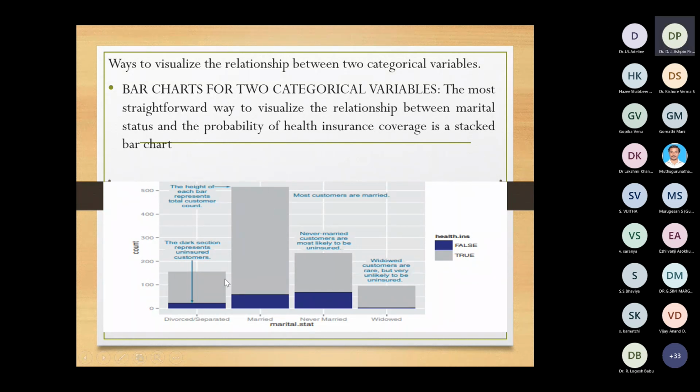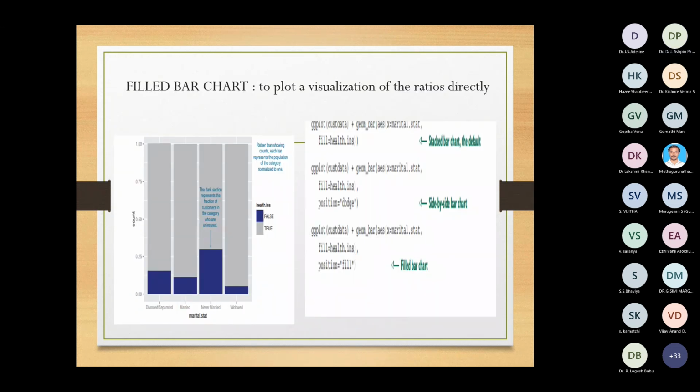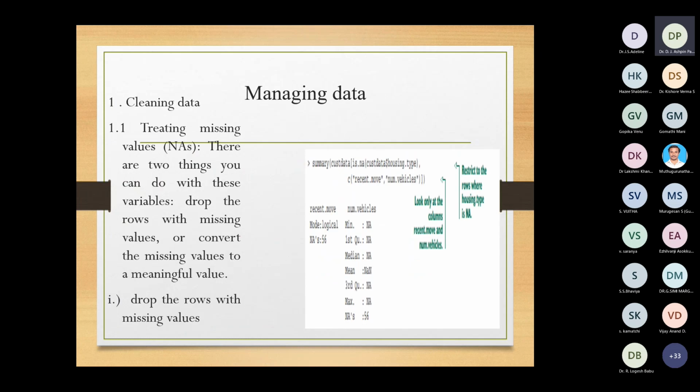And how is it represented? See this diagram. For divorced or separated people, you can see the count of how many have health insurance and how many do not. How many married people have insurance and don't have insurance. So here we are visualizing the relationship and the probability of health insurance by using the stacked bar chart. Some people will also prefer the side-by-side bar chart. We can do that. Many different types of bar charts are there. I'll be skipping this, and the next one is managing the data.